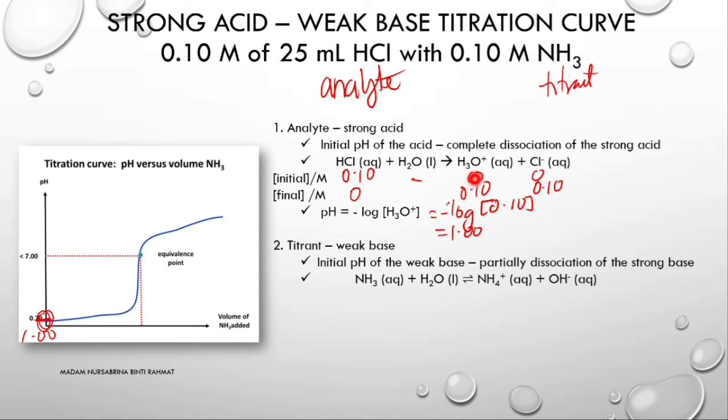Kb for your ammonia is 1.8 times 10 to the power of negative 5. Since this is a weak base, you cannot use the same ICE table as you did for hydrochloric acid, because it only partially dissociates. So you need to find out by calculating the X value, and from there you calculate pOH and pH.